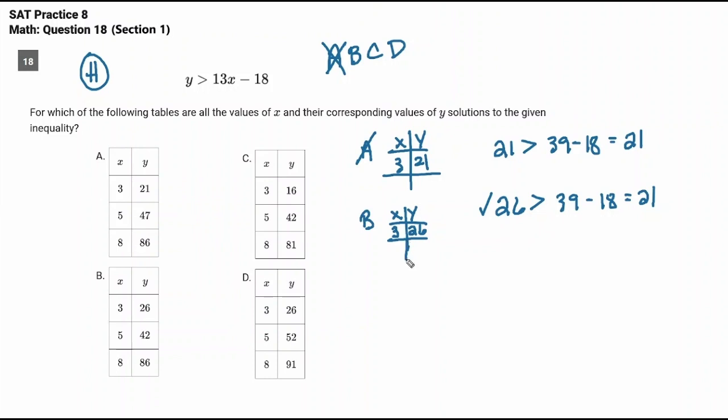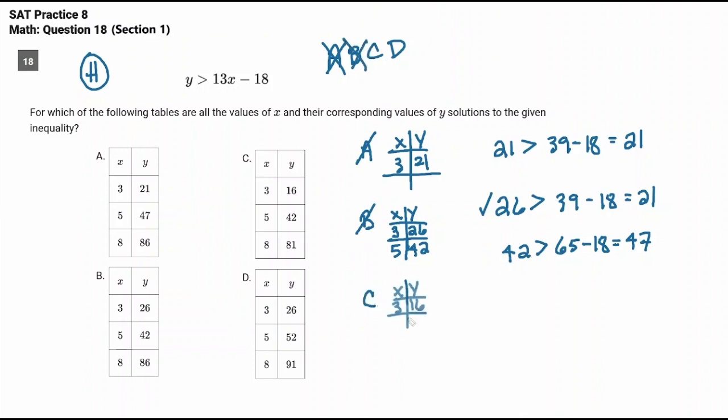The next set of numbers is 5 and 42. So, y is 42. That's bigger than 13 times 5. Calculator math. That's 65, minus 18. More calculator math. That's 47. Is 42 bigger than 47? It's not. So B is gone, and you move on.